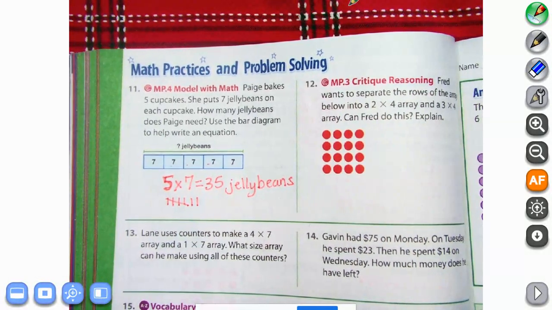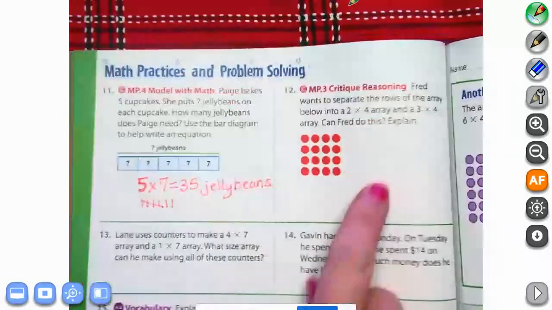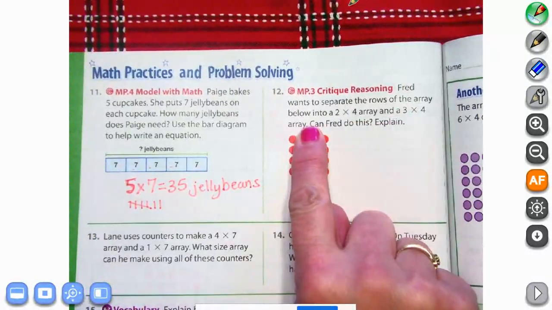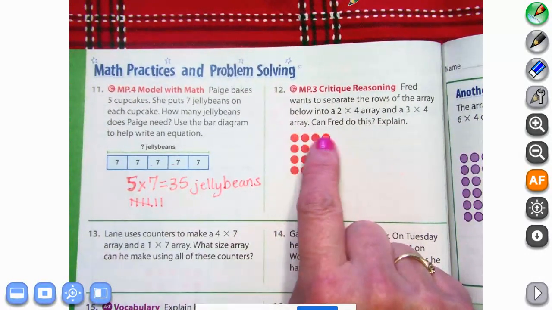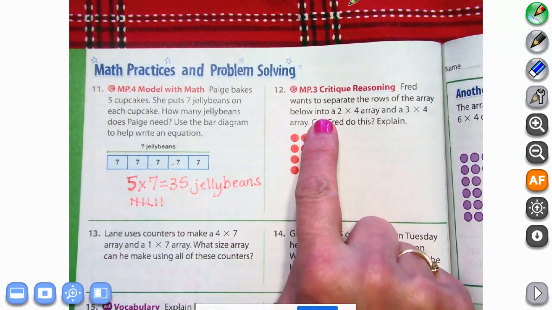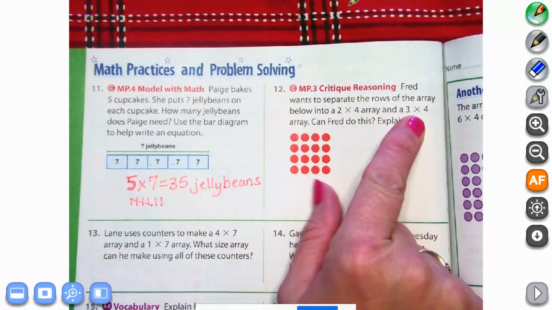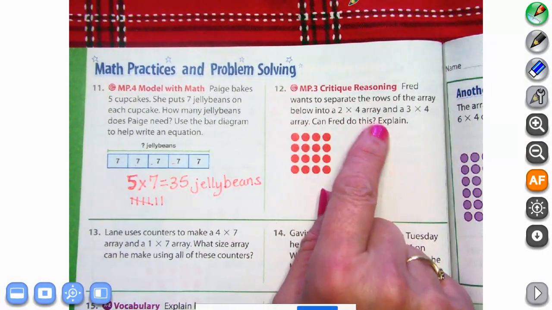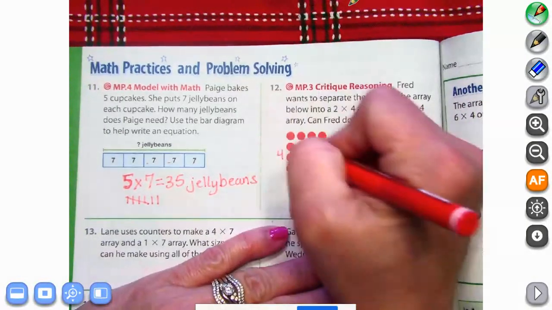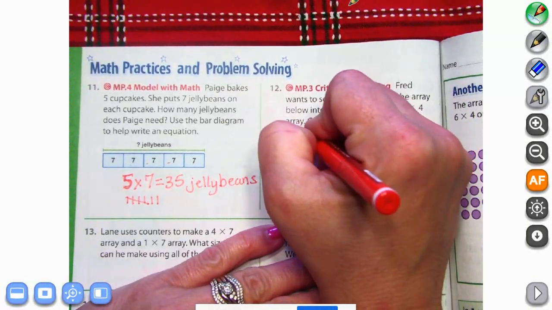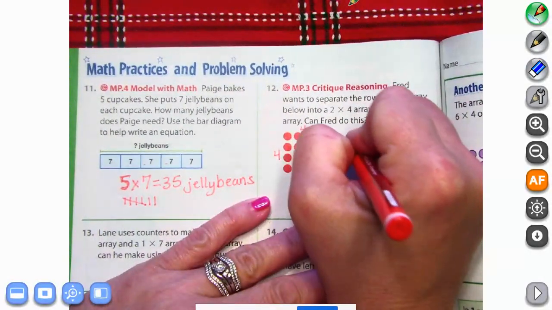Let me change my pen here. Fred wants to separate the rows of the array below, this array here. So we have 1, 2, 3, 4 rows, and there are 1, 2, 3, 4 in each row. He wants to separate this array into a 2x4 array and a 3x4 array. Can Fred do this? All right. First of all, we have 1, 2, 3, 4 and 1, 2, 3, 4. So what's the original problem? 4 groups of 4.